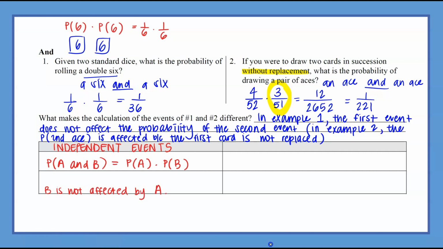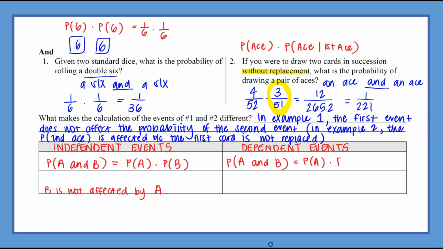The second example is an example of dependent events. Probability of getting two aces in succession would be the probability of getting an ace times the probability of getting another ace, given that you got the first ace. As an equation, it would be the probability of both A and B occurring is equal to the probability of A times the probability of B, given A had already occurred.